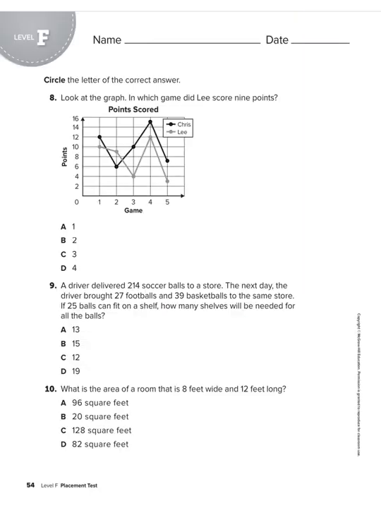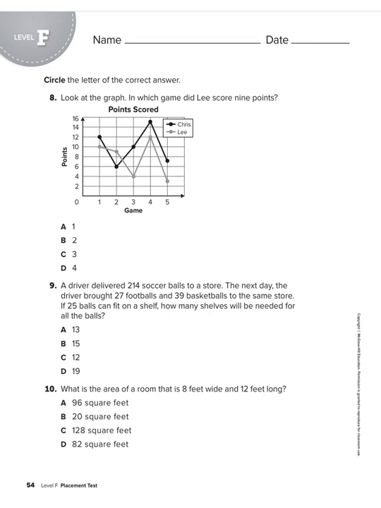Number 8 says, look at the graph. In which game did Lee score 9 points? So you have your games here at the bottom. You have your points here on the side. Chris's points are in black and Lee's points are in gray here. They want to know in which game did he score 9 points. So in game 1, 2, 3, or 4. Again, on your Google slide, you just have to type in A, B, C, or D.